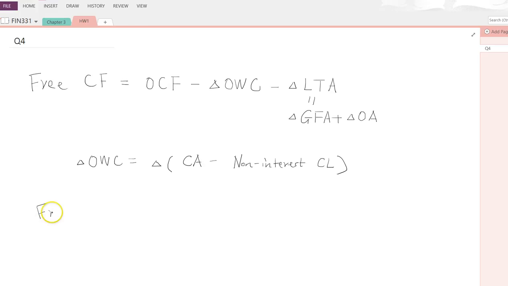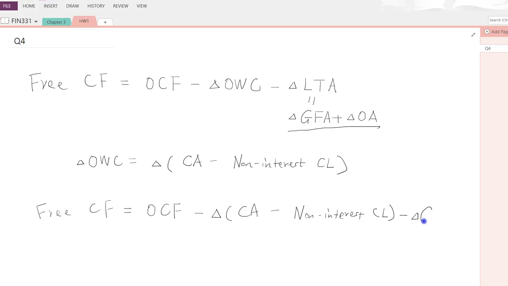Hence, free cash flow, if we plug in this expression into the free cash flow formula, we have operating cash flow minus the change of current assets minus the non-interest bearing portion of current liabilities, and then further minus, if I plug in the change of the sum of these two, the change on gross fixed assets minus the change of the other long-term assets, mostly intangible assets such as goodwill or trademark.